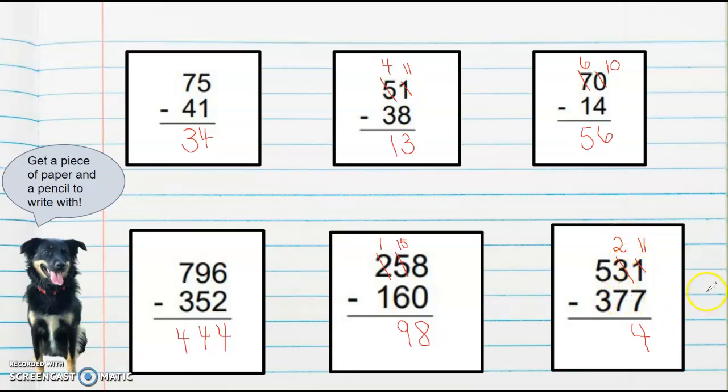So now I have 2 minus 7. I cannot do 2 minus 7, so I need to come over here and borrow from the 5. When I borrow from the 5, my 5 turns into a 4. The one I borrowed comes over here and changes my 2 into a 12. 12 minus 7 is 5. And 4 minus 3 is 1.